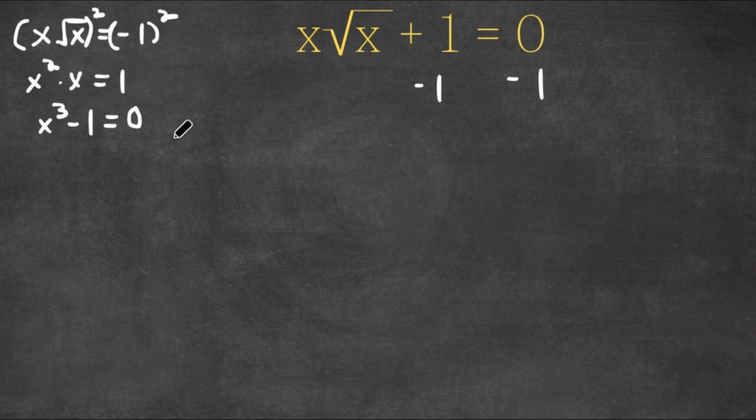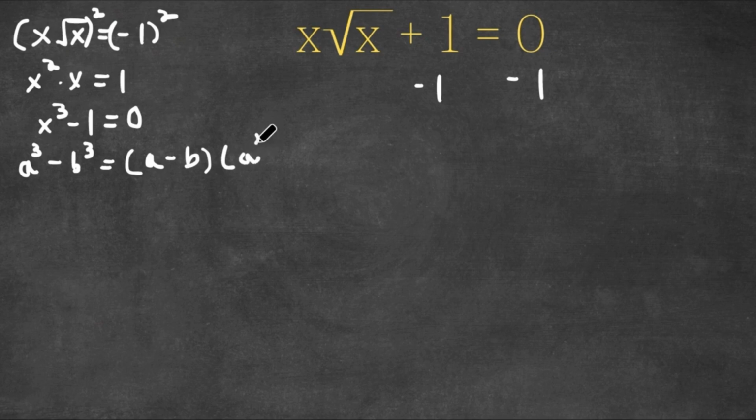So now, if we have something in the form a to the power of 3 minus b to the power of 3, this is actually equal to a minus b times a squared plus ab plus b squared.